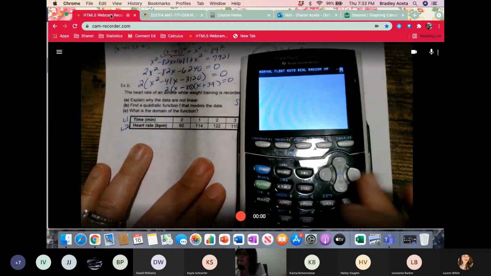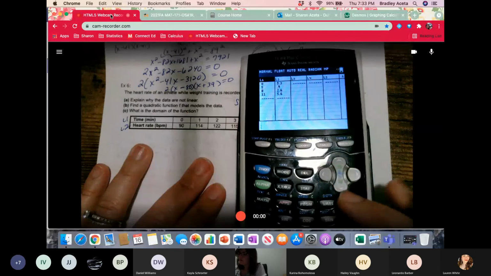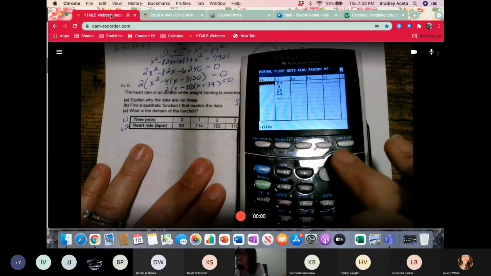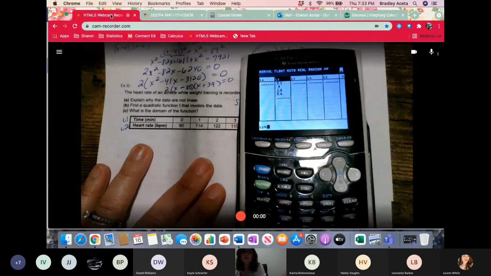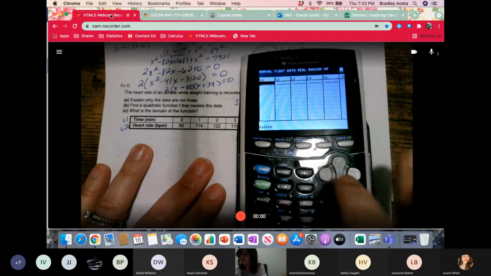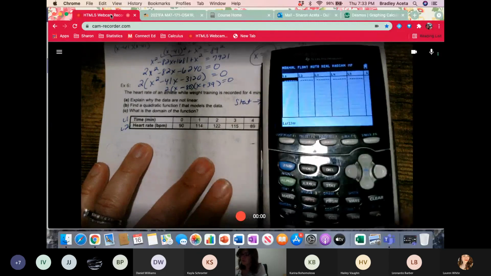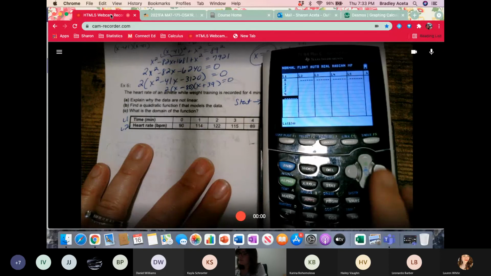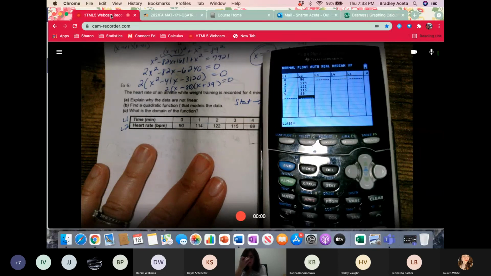So Stat, Edit, clear what's in L1, go over to L2, hit clear. So now you have a nice clear L1 and L2. So let's see. 0, 1, 2, 3, 4, 90, 114, 122, 15, 89. And then once you do that, you have to turn the plot on.